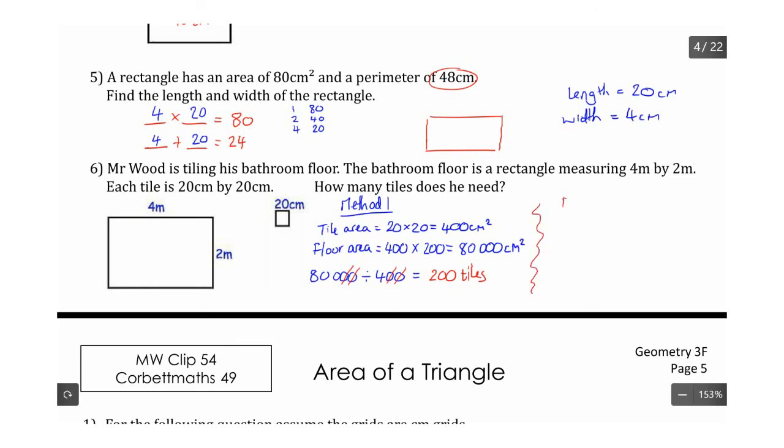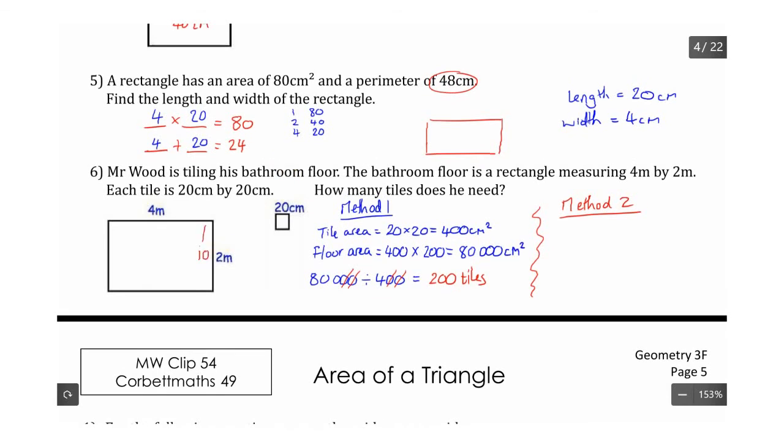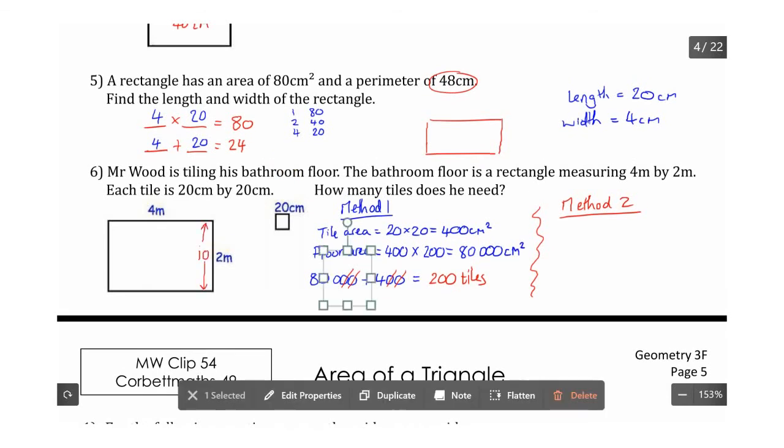There is, in my opinion, an easier way to do it. So method 2, and here's how it goes. It kind of removes the units from the calculation and just deals with tiles as if they were a unit of area themselves. So what we need to do is work out how many lots of 20 centimeters would fit into 2 meters. In other words, how many rows of tiles would we be able to lay along this wall here? So how many lots of 20 centimeters go into 2 meters? Well, that would be 10. So we'd be able to fit in 10 rows of tiles vertically in this diagram.